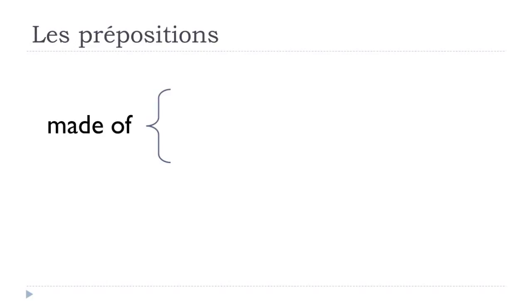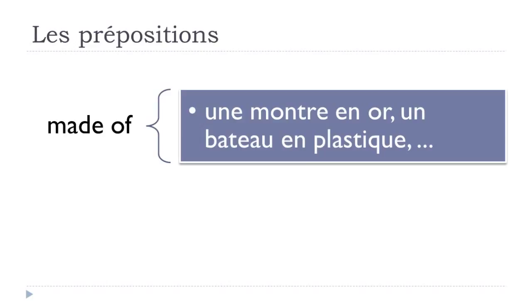Other use is when you want to introduce the material something is made of. For instance, une montre, montre is a watch, une montre en or, so gold, or. If you want to say that this watch is made of gold, then une montre en or. Un bateau en plastique. Bateau, it's a boat, and plastique is plastic, so un bateau en plastique.